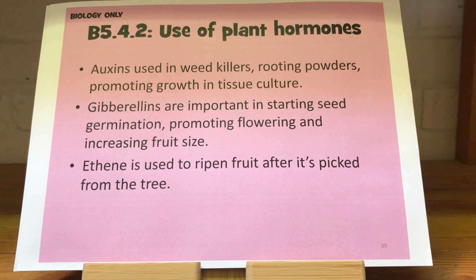Gibberellins, just remember gibberellins and germination, so it helps seed germination, fruits and flowers. Quite often these are match-up ones, so just gibberellins, germination should be enough to help us. And then when we pick the fruit from the tree, it's not ripe, mainly because we get a lot of our fruit from far away, so we don't want it to be rotten by the time it arrives. So we pick it when it's not ripe, and then ethene is sprayed on it and it ripens on transit. So by the time it gets to the supermarket, it's the way we want it to be.